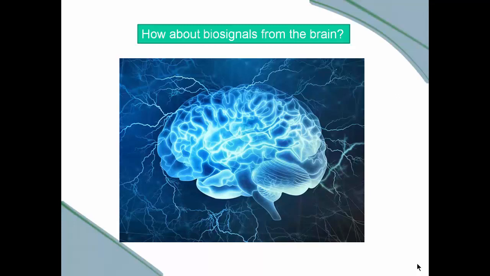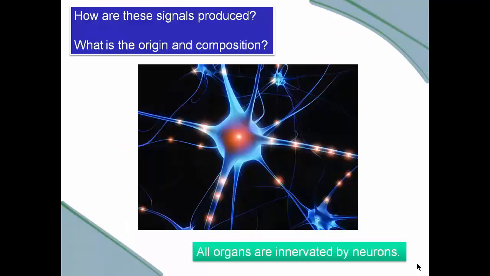Now, those are very special signals for many different reasons. So let's look at how those signals are produced. That is, where do they come from? How are they produced? Why are they there? How can we read them? What is the origin and composition of a brainwave, an electroencephalograph?